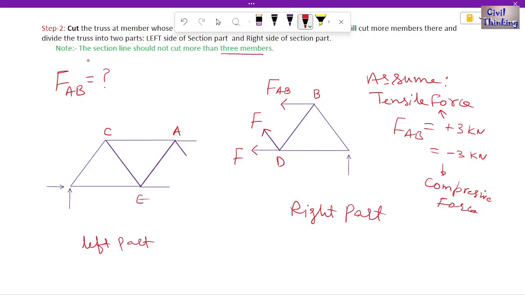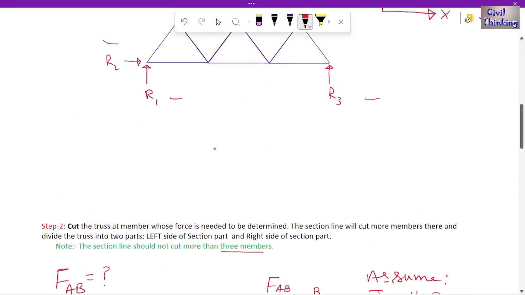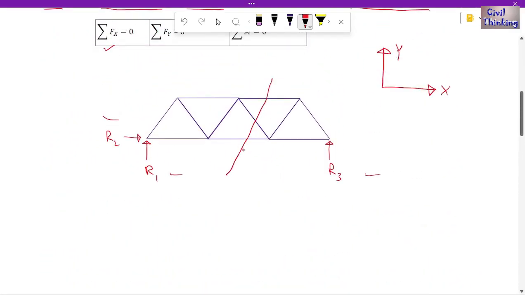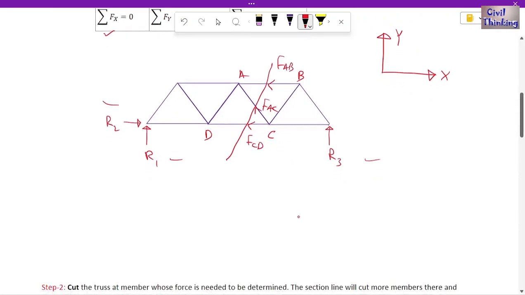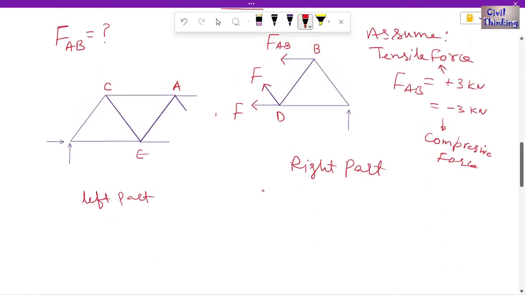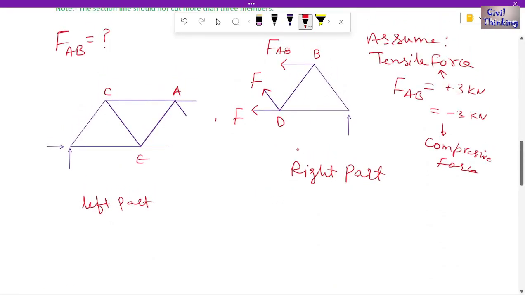Now step 2 was basically what? We cut this truss into two sections. Then, for example, we needed to find the force in AB, so this was the force in AB. For example, this is AC, so this is the force in AC. Let us say this is D, so this becomes the force in CD. Then we only consider one part. We analyze only the left part or the right part. For example, if we want to analyze the right part, we will do it like this.